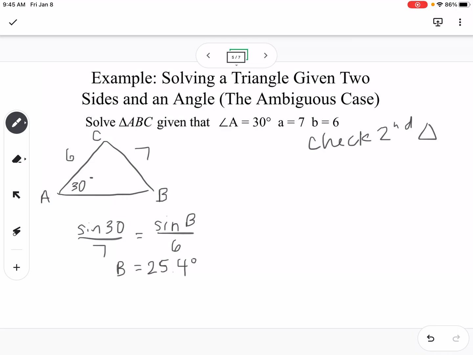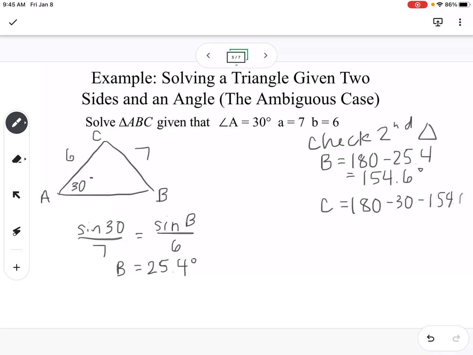Okay, so the way I would do this is I would say my obtuse angle B would be 180 minus 25.4, which would be 154.6 degrees. So that would make our angle C 180 minus 30 minus 154.6. And that would equal negative 4.6 degrees. That is not possible. So therefore, there's no second triangle.